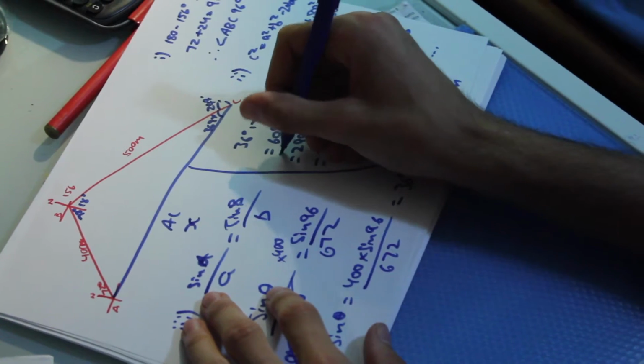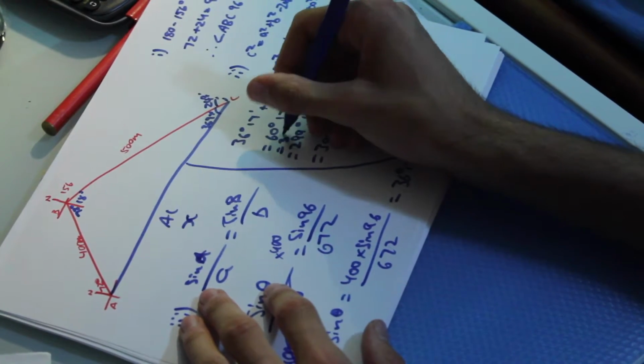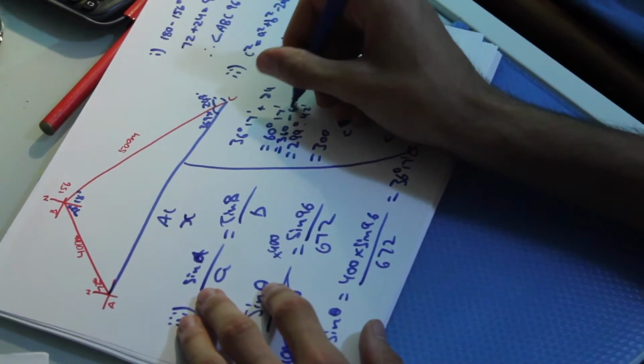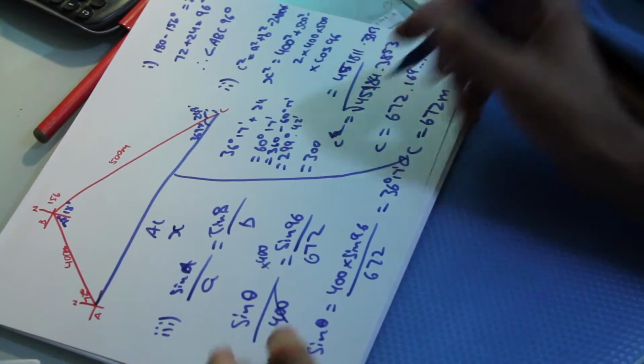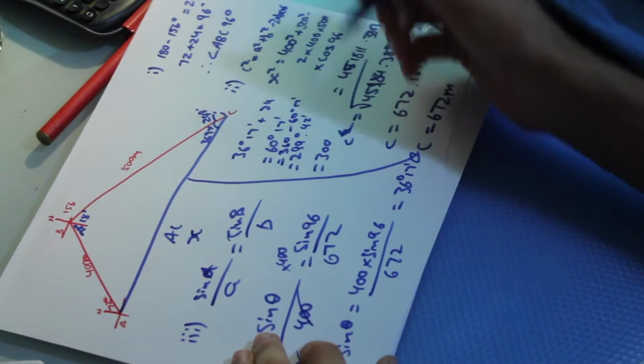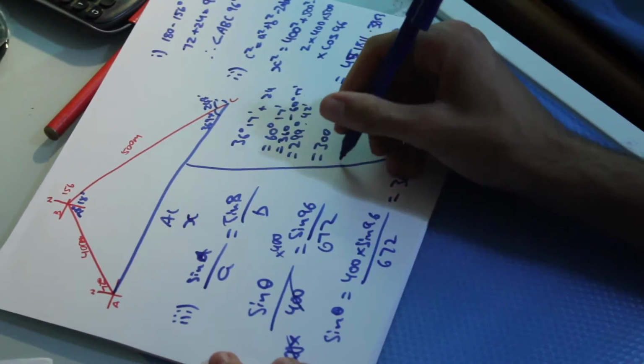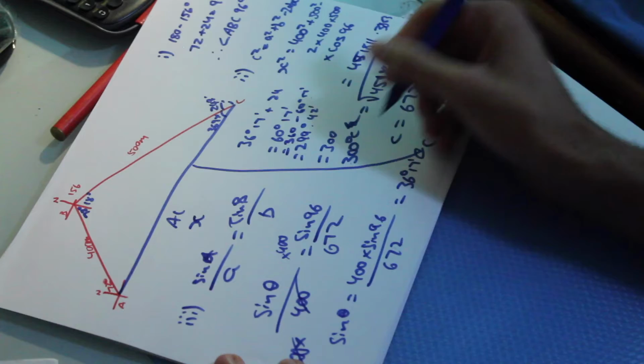So we're going to do 360 minus 60 degrees 17 minutes, which gives us 299 degrees 42 minutes, which is equal to 300 rounded up, so it's a 300 degree angle.